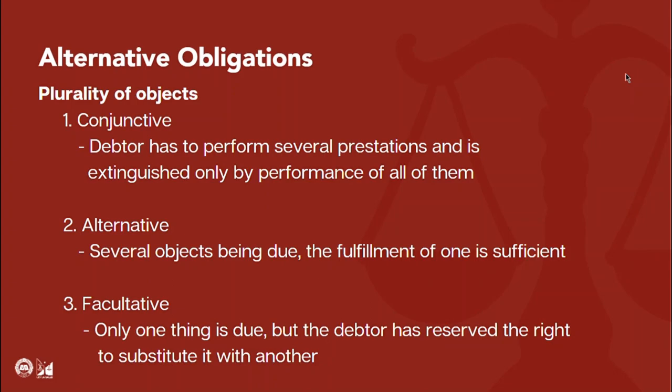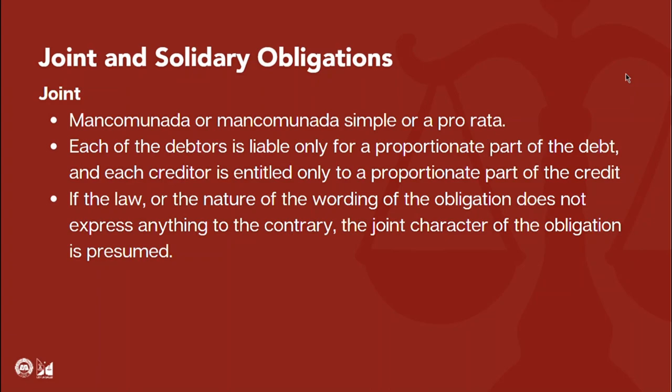Next, we have joint and solidary obligations. The joint obligation is where each of the debtors is liable only for a proportionate part of the debt, and each creditor is entitled only to a proportionate part of the credit. If the law or the nature of the wording of the obligation does not express anything to the contrary, the joint character of the obligation is presumed.